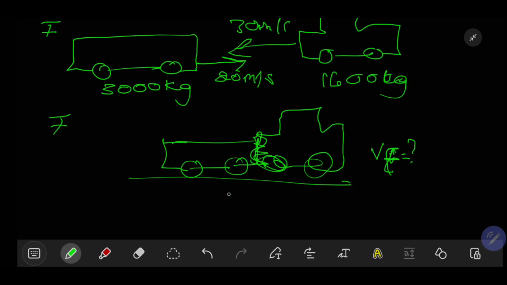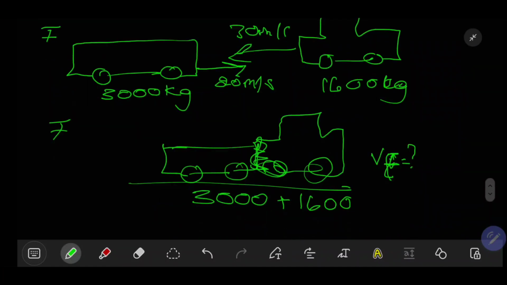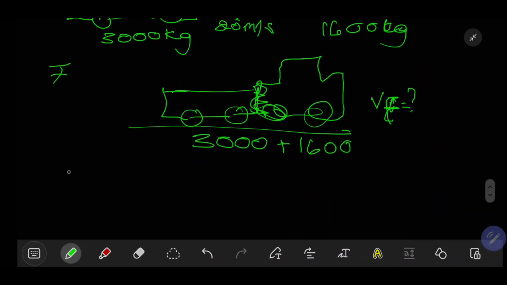But the mass of the two, we know that the mass of the minibus is 30,000 plus the mass of the car, which is 1600. The first question says: calculate the velocity of the two vehicles after the collision. When we see this kind of situation, we know that the total linear momentum is conserved. So we use the principle of conservation of linear momentum, meaning that the sum of P initial must be equal to the sum of P final.